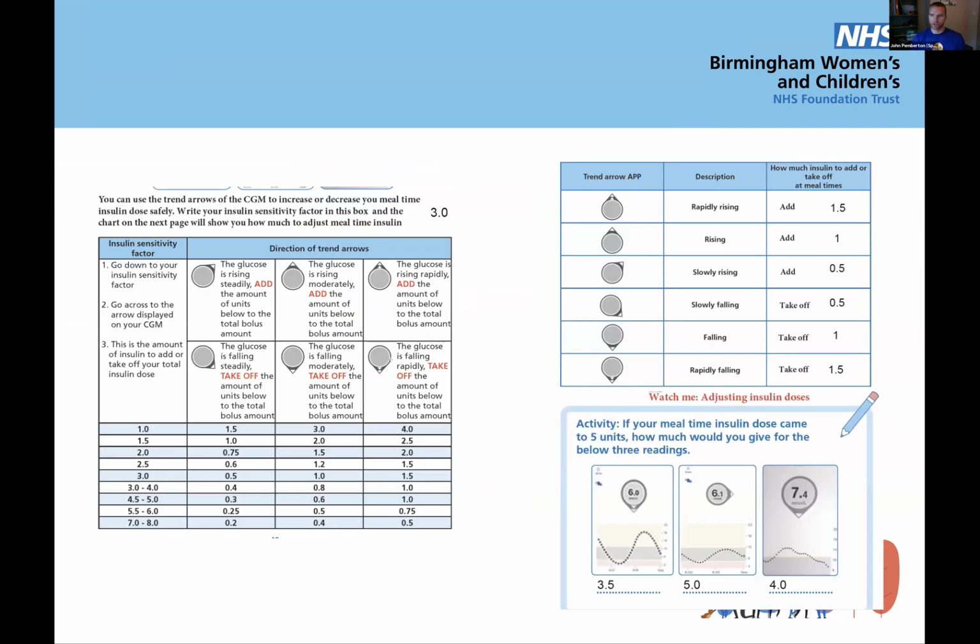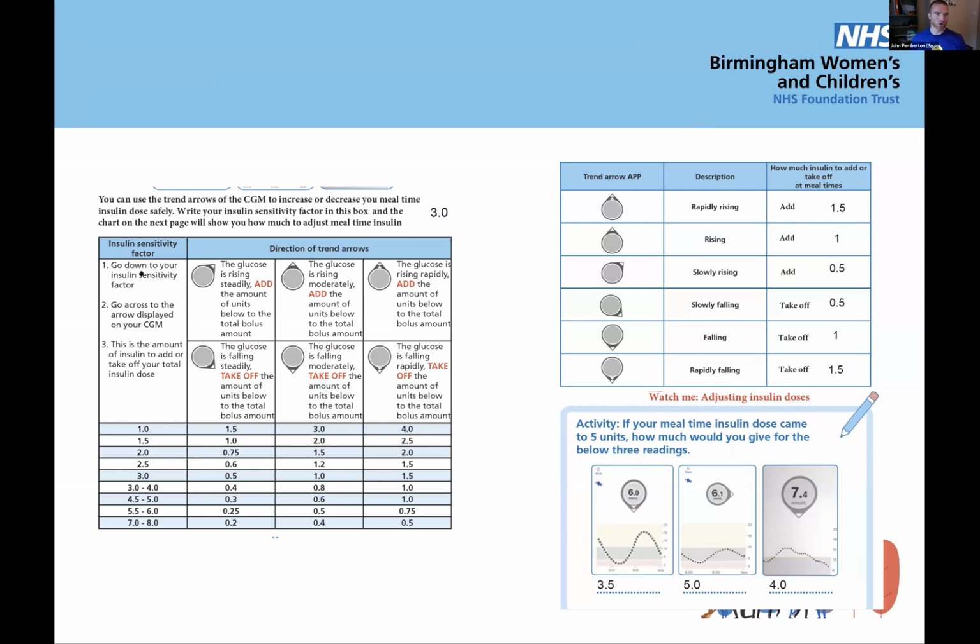Here are some tips and tricks that are in the booklet, things that we teach. So this is just a table. It looks messy, but I'm going to explain it. First of all, you need to know what your sensitivity factor is: how much 1 unit of insulin drops your glucose level by. So in this example, 1 unit drops this person by 3. If this is milligrams per deciliter, that's about 60 milligrams per deciliter. 1 unit drops you 60 milligrams per deciliter.